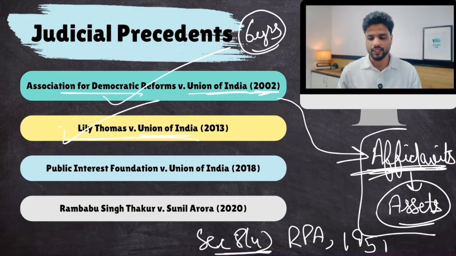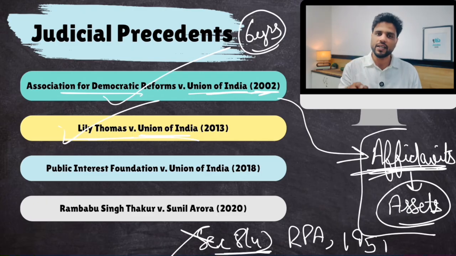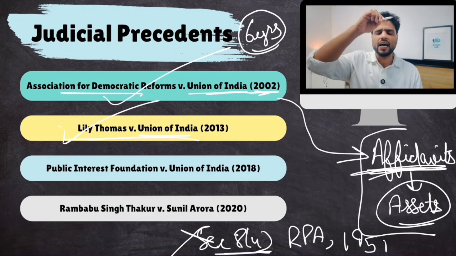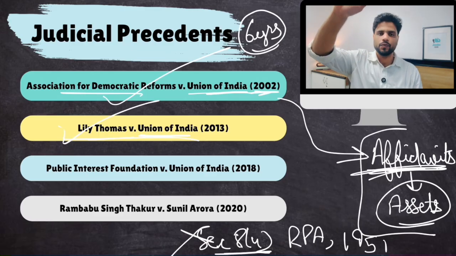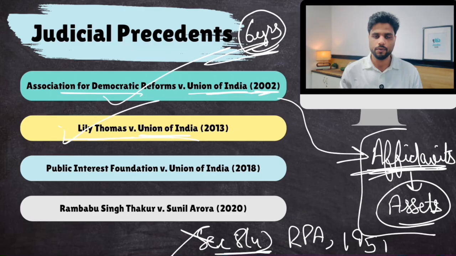In the Lily Thomas case, Section 8, Clause 4 was struck down. If you have been convicted by a lower court, even if you file an appeal in the High Court or Supreme Court, we don't know what the High Court will say, but till that time, you are disqualified. This was made in the Lily Thomas case.